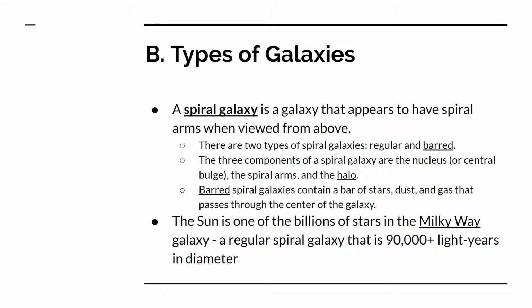The Sun is one of the billions of stars in the Milky Way galaxy. That's the name of our galaxy, which is a regular spiral galaxy that is 90,000 plus light years in diameter. That means if you're on one end of the galaxy and you turn on a light, it will take 90,000 years for that light to reach the other side of our galaxy. That's how big the galaxy is.